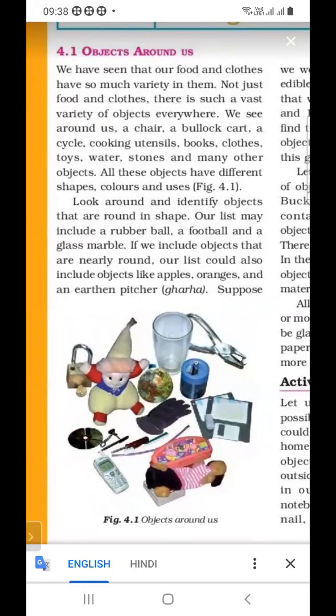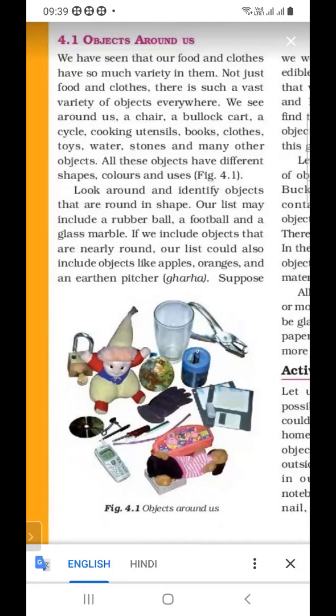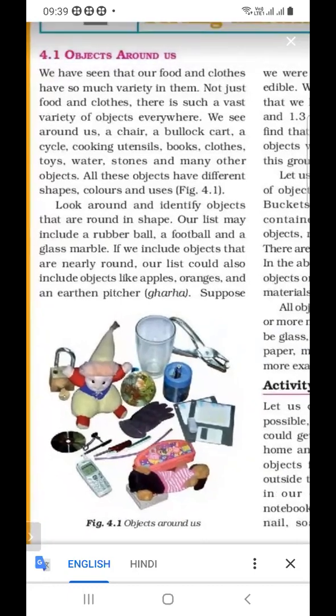Every object has a different shape. Some are round in shape and some are cylindrical in shape. So you have to write two objects that are round in shape, just like apple, orange, and earthen pitcher, that means ghada. These are all round in shape.